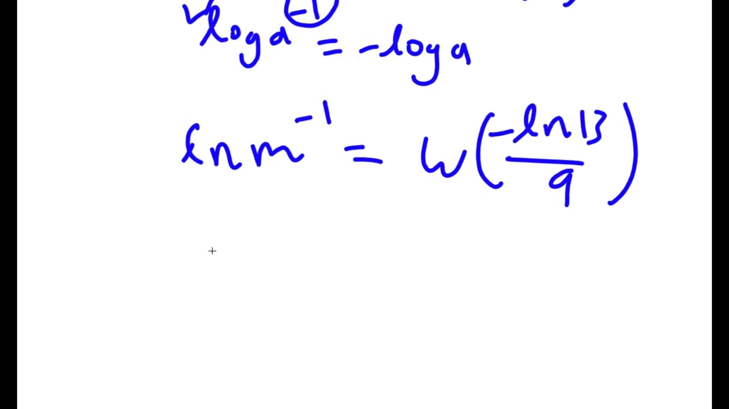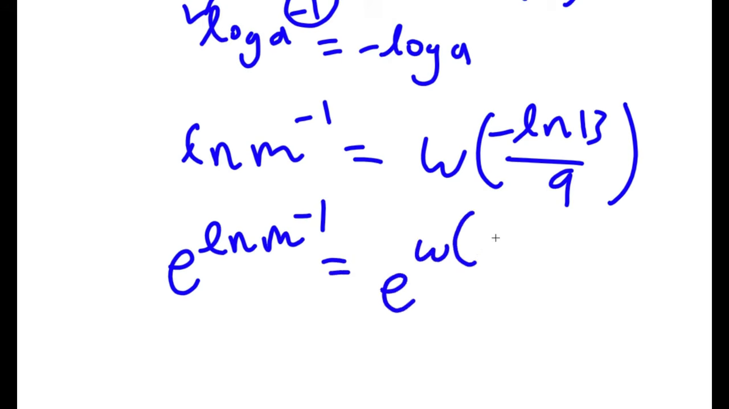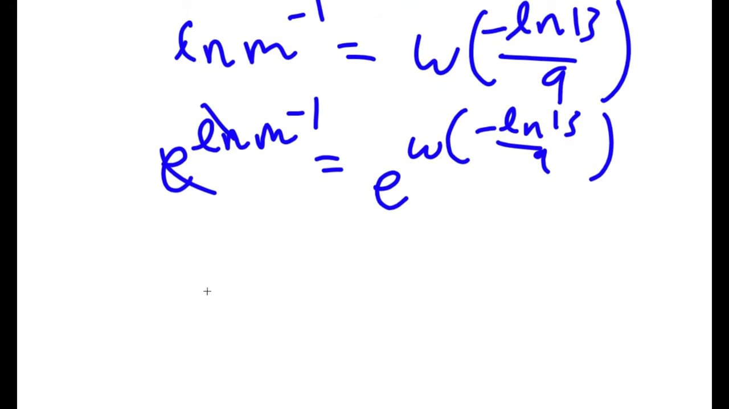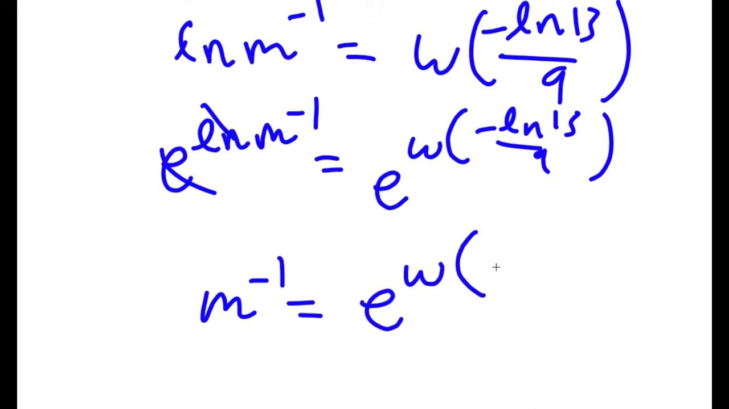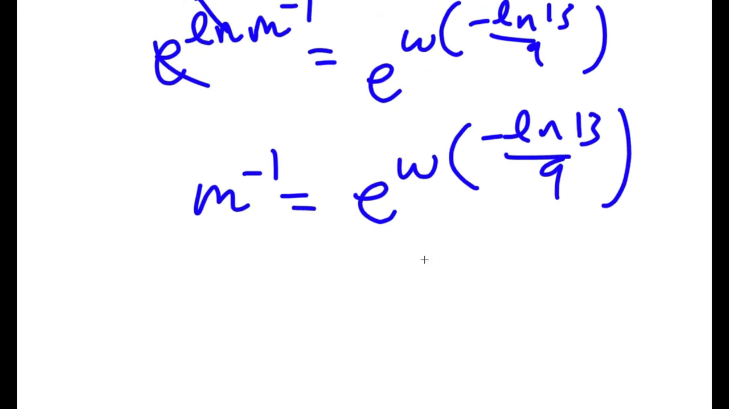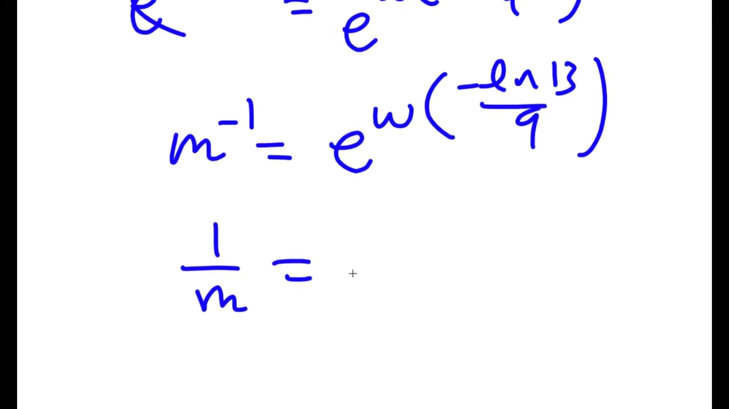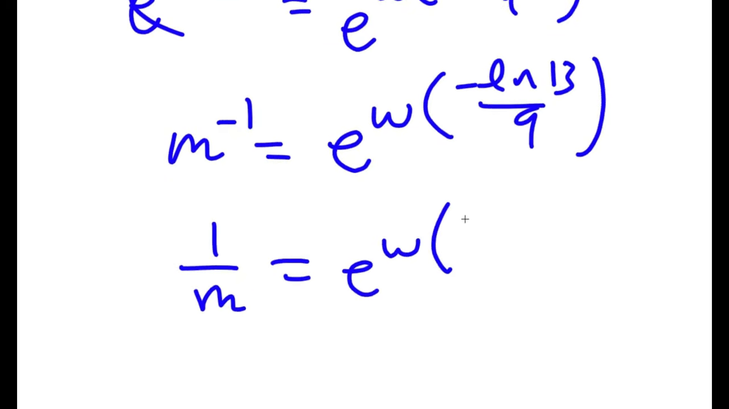Now if I take e on both sides, I get e to the power of ln m to the power of negative 1 is equal to e to the power of W of negative ln 13 over 9. So then this e and ln cancel out. So now I would be left with m to the power of negative 1 is equal to e to the power of W of negative ln 13 over 9. Now m to the power of negative 1 is the same thing as 1 over m. So I have 1 over m is equal to e to the power of W of negative ln 13 over 9.